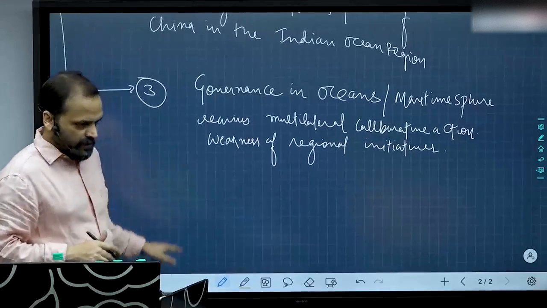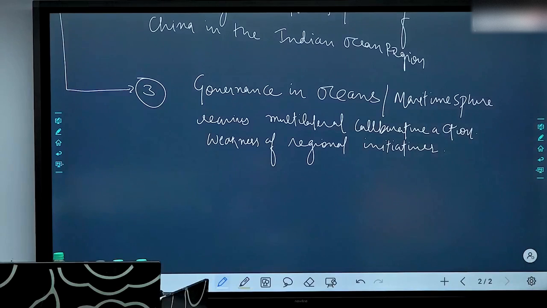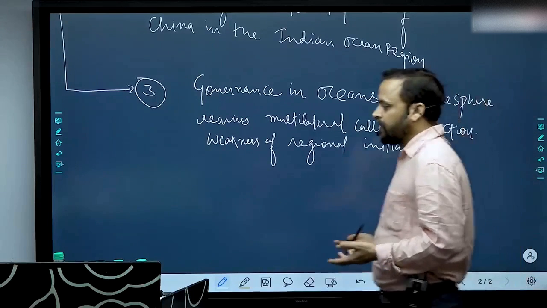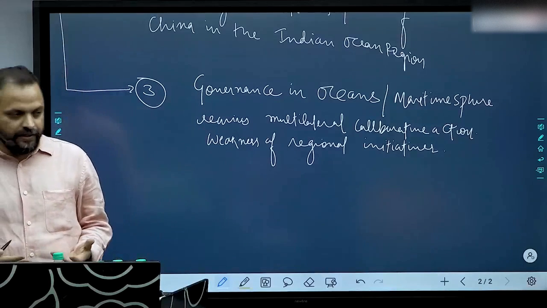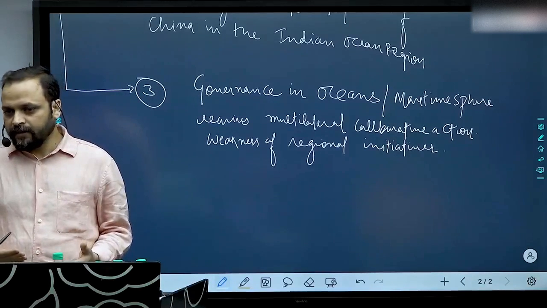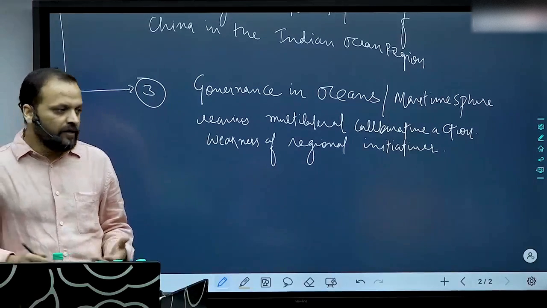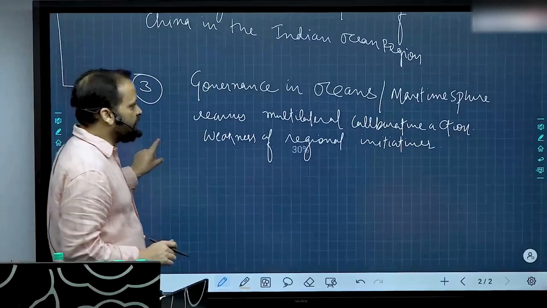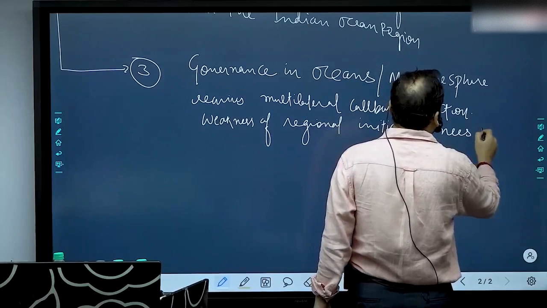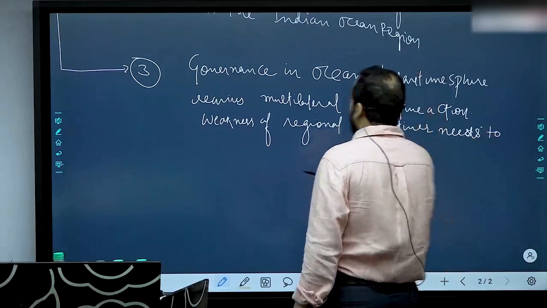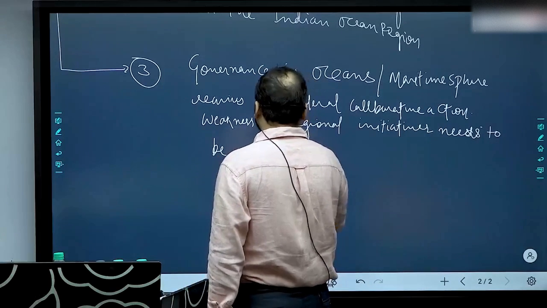IORA. So governance in the oceans, establishing a rules-based order or promoting larger cooperation, necessarily is a collective effort. It cannot be a singular effort by one country. So what is required is stronger regional institutions, success of regionalism. So weakness of regional initiatives needs to be addressed. ये हम कह सकते हैं in simple terms.